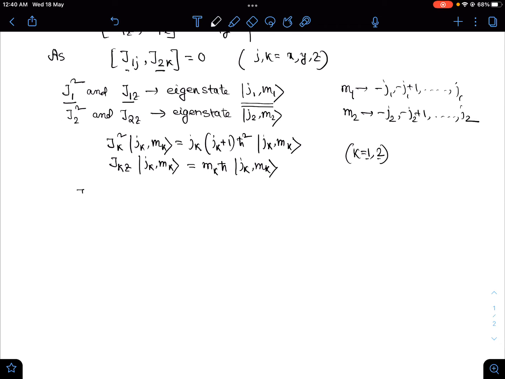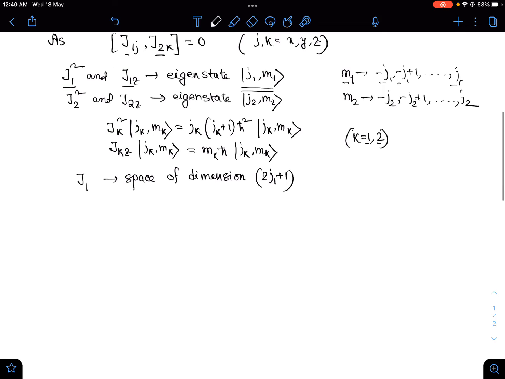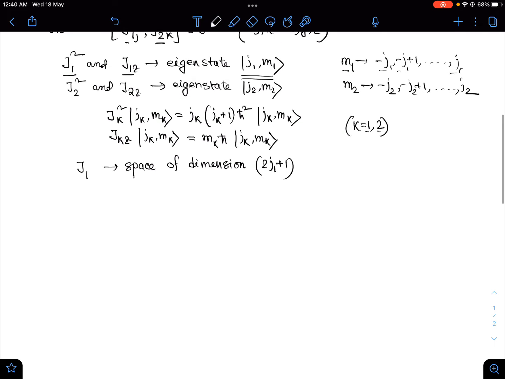Now J1 belongs to a space of dimension 2j1 plus 1, because m1 can have values in this range. There are 2j1 plus 1 values of m1. That is why J1 has a space of dimension 2j1 plus 1. Similarly, J2 has a space of dimension 2j2 plus 1.